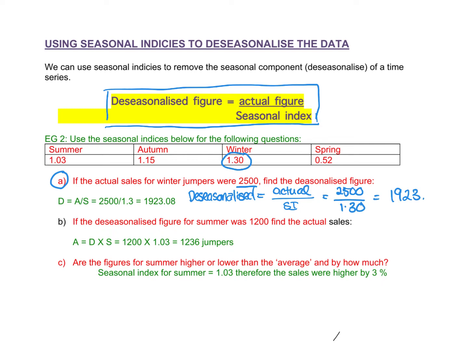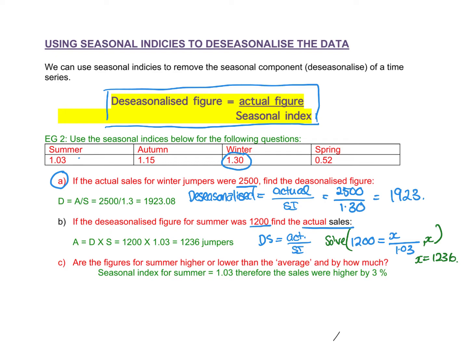Now, if you look here, they do another one. In this one, they want you to find the actual sales, but they told you what the deseasonalized figure was. So I'm just going to write how I would do it. Deseasonalized equals actual over seasonal index. You know the deseasonalized number is 1,200. The actual is what you want to know, so I'm just calling it X. And the seasonal index they would have given me for summer up here is 1.03. So we just pop it in our calculator, go solve, comma X, and you'll get X equals 1236.